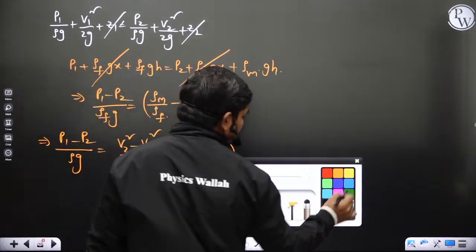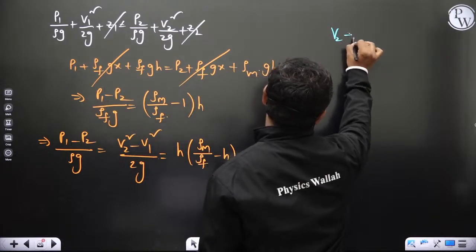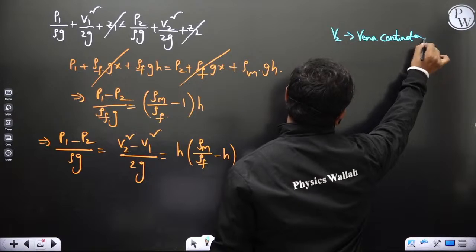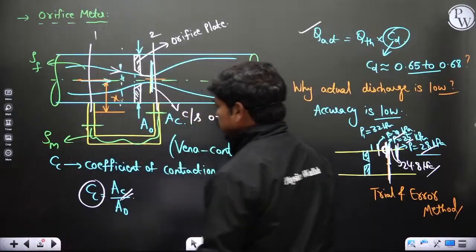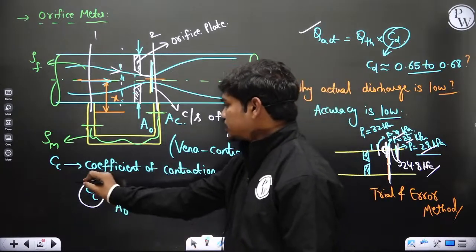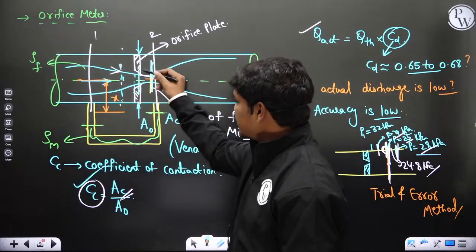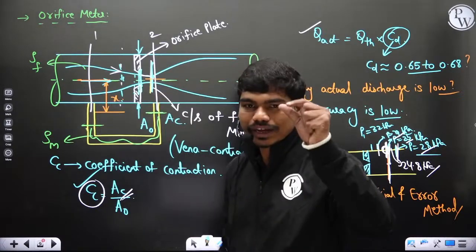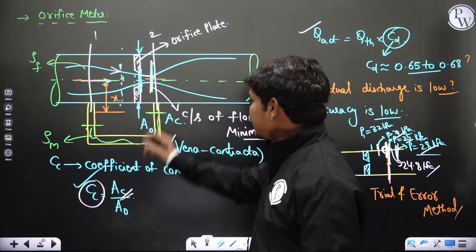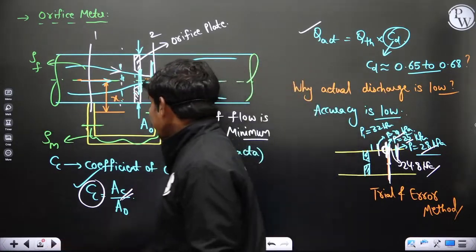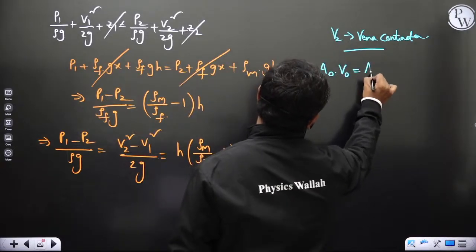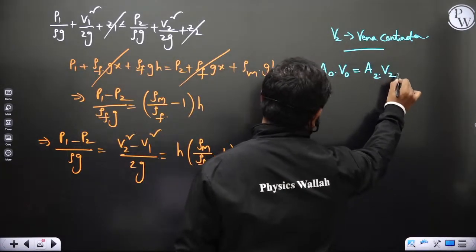The connection between them is that V2 is actually at the location of vena contracta. Correct? But practically you cannot measure the vena contracta area because that's the location where the flow physically assumes its minimum. So what we do is we use the orifice area to connect this, because here you know the flow area, whatever is the opening area of the orifice plate. So we can say A0 into velocity at orifice is equal to A2 into V2, which is actually the vena contracta.